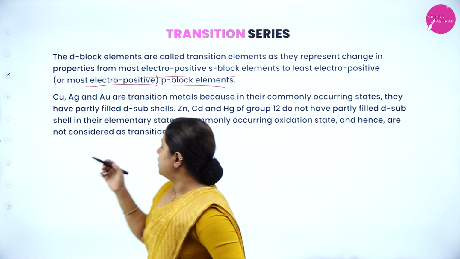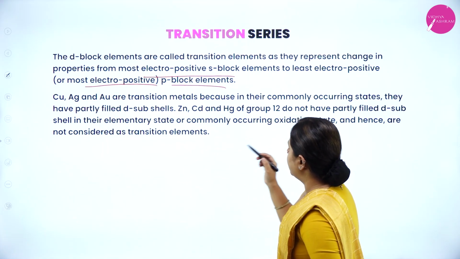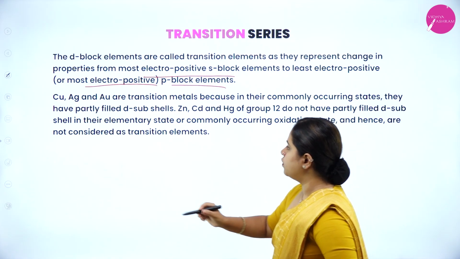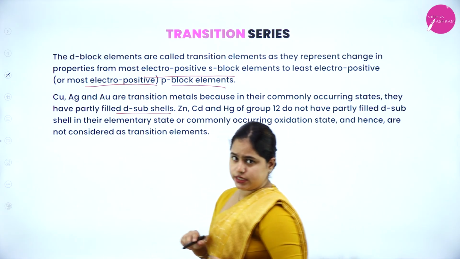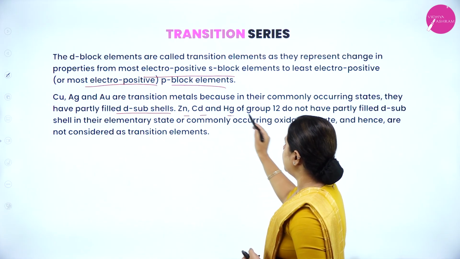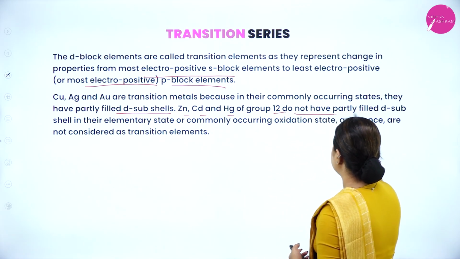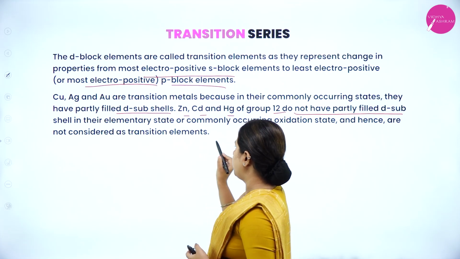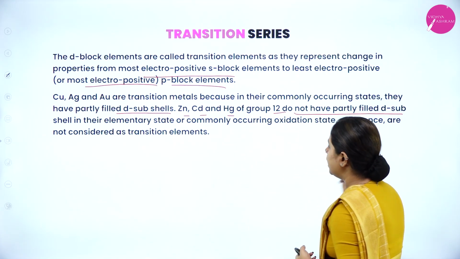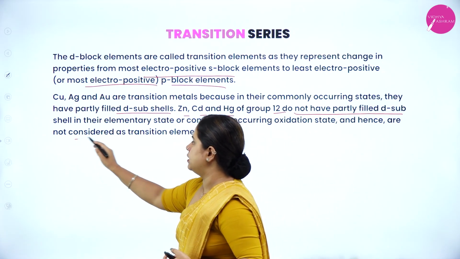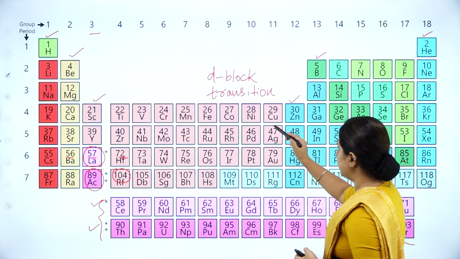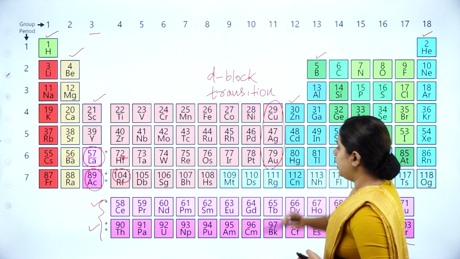Now, copper, silver and gold are transition metals because in their commonly occurring states, they have partly filled D subshells. But zinc, cadmium, mercury of group 12 do not have partly filled D subshells in their elementary or commonly occurring oxidation state and hence are not considered transition elements. So, coming back to the periodic table, you can see here copper, silver and gold.